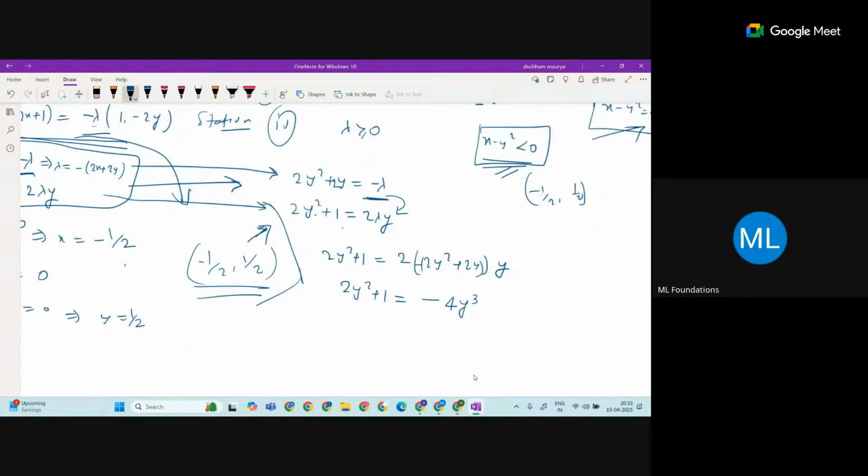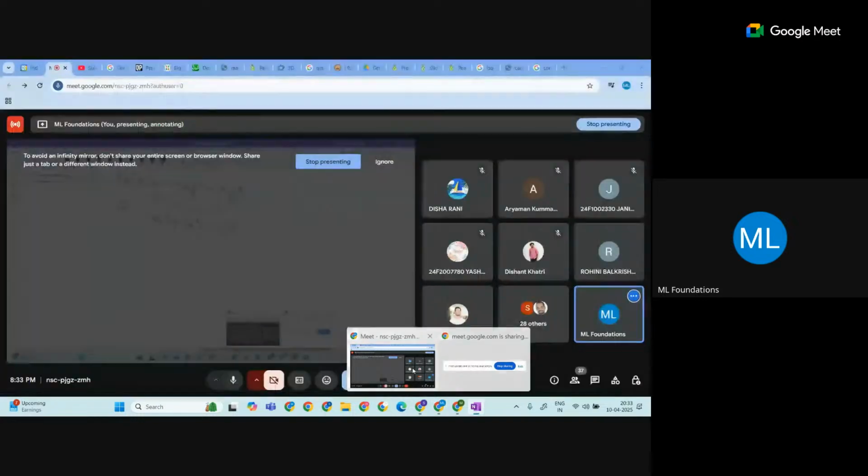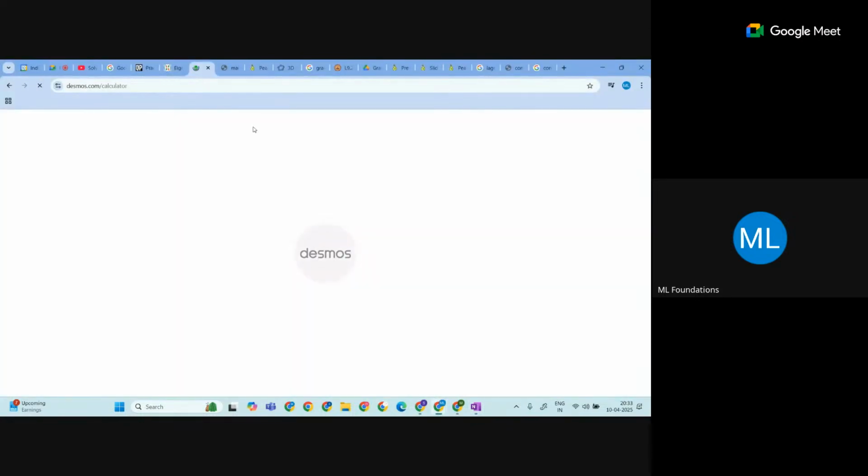So we have minus 4y cube and this is minus 4y square, and I will send both to this side. So this is going to be 4y cube plus 6y square plus 1 is equal to 0. And we have to solve this polynomial. Will this be solvable? Just a second, let me see it once, on Desmos.